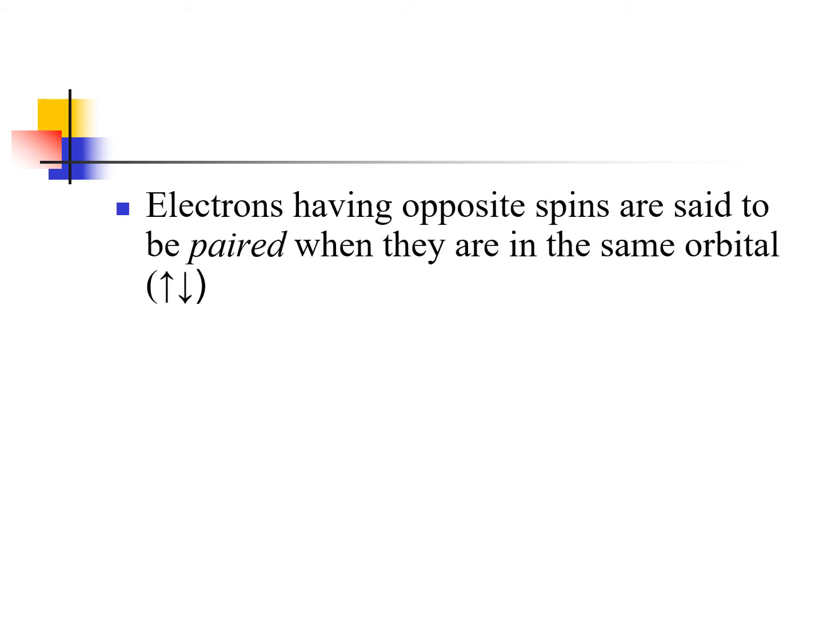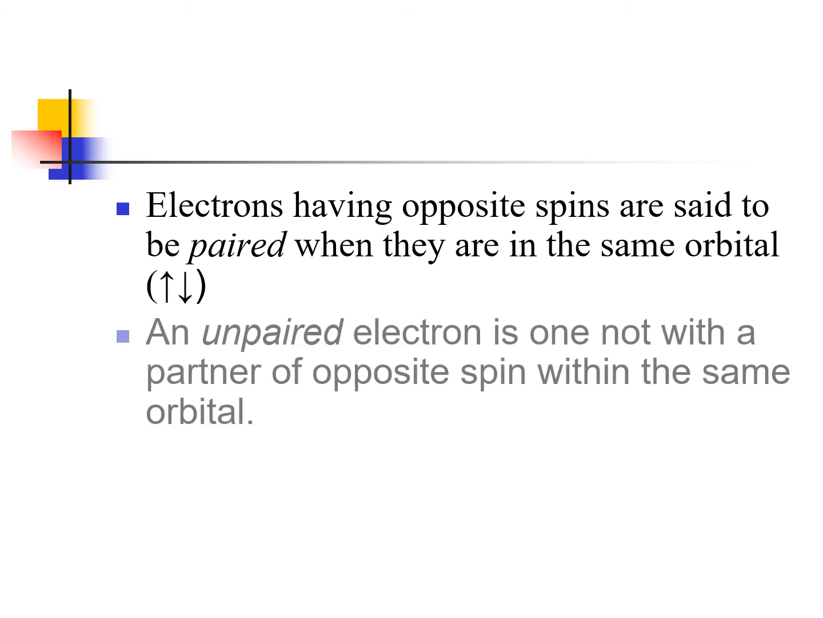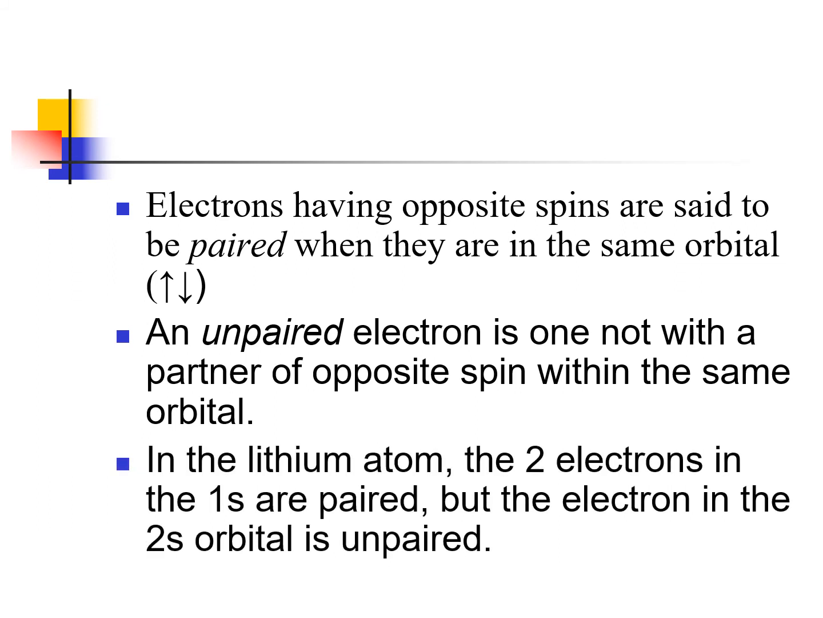Electrons having opposite spins are said to be paired when they're in the same orbital. An unpaired electron is one that is not paired up. It's pretty straightforward. So with the lithium atom, the 2 electrons in the 1s would be paired, but the electron in the 2s would be unpaired.